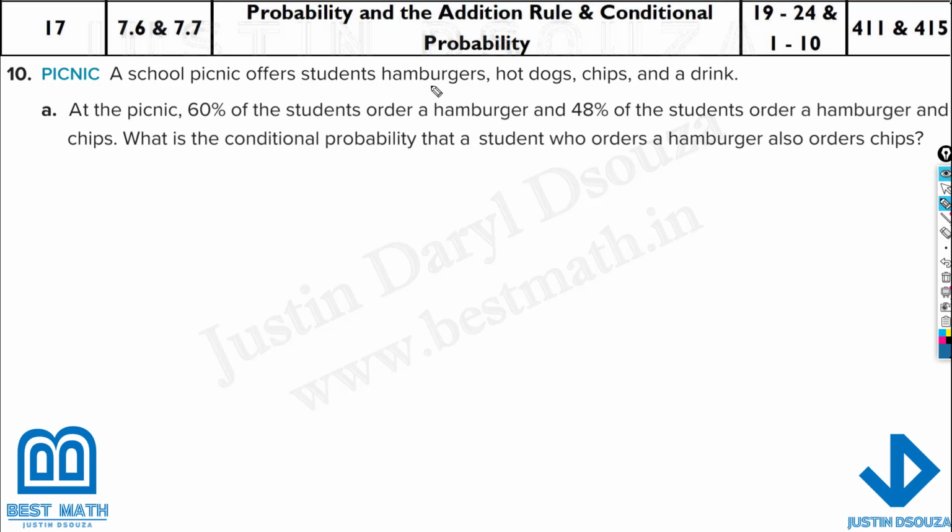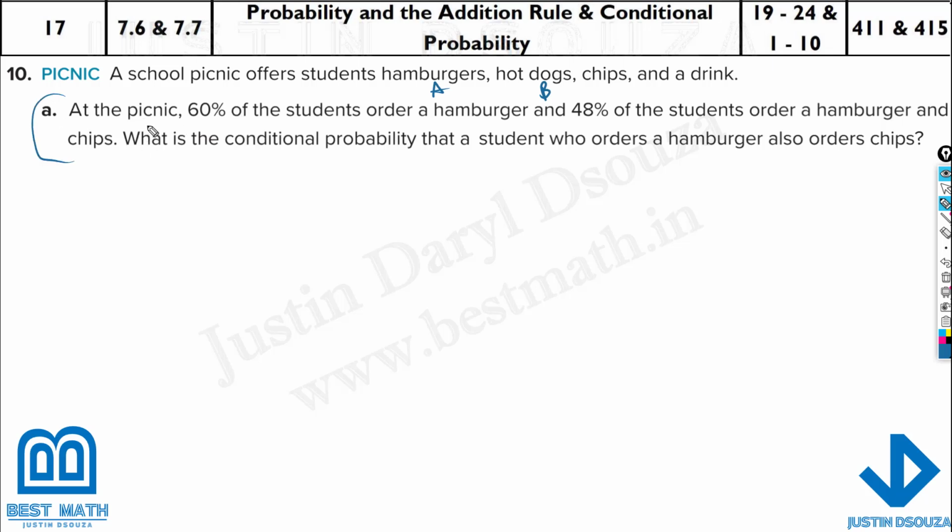A school picnic offers students hamburgers, hot dogs, chips, and a drink. At the picnic, 60% of the students order a hamburger and 48% of the students order a hamburger and chips. What is the conditional probability that a student who orders a hamburger also orders chips? So here let me take students ordering hamburgers as A, hot dogs as B.